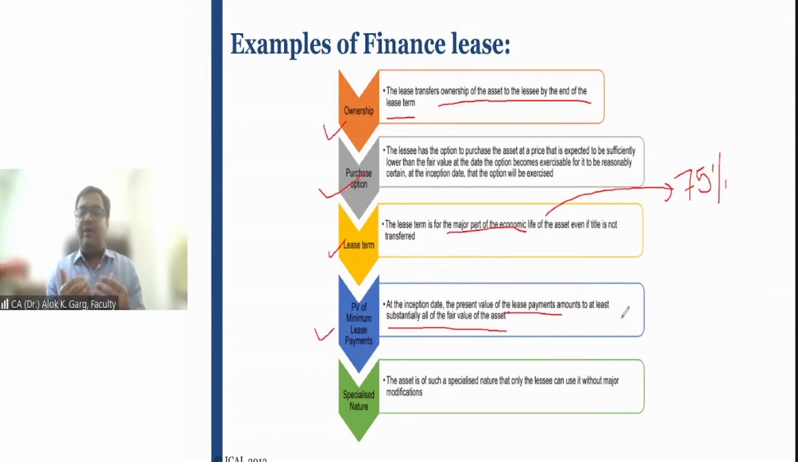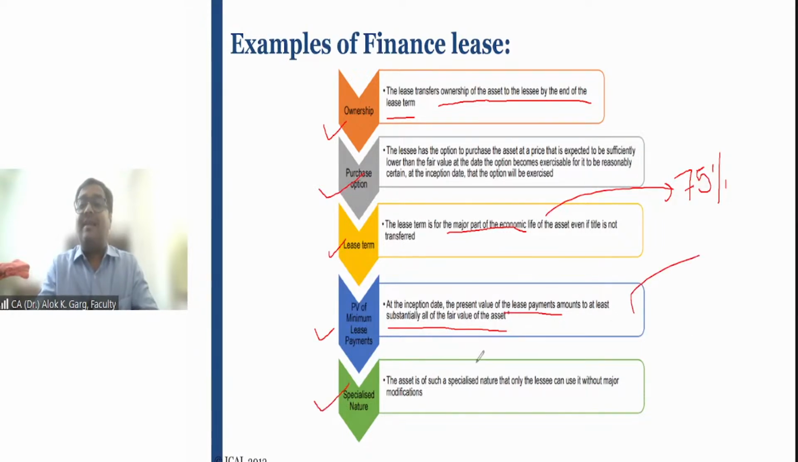So when you are computing the present value of minimum lease payment, for example, the car which your client, the lessor, has given on a lease basis, the cost of the car is 10 lakh rupees, the fair value of the car is 10 lakh rupees, and the present value of the lease rental which this lessor is getting comes out at 9 lakh rupees. So substantially means 90% or more. So again, it is an indicator of finance lease.